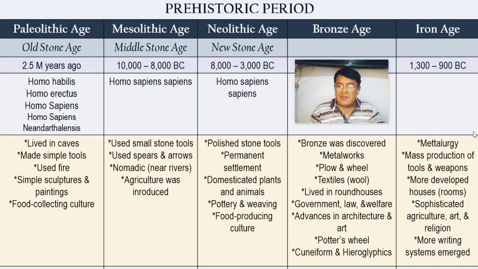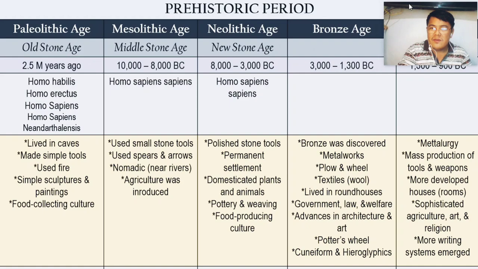So, ganun na rin, may metallurgy or pag-extract o paggamit ng iron. So, nagkaroon ng mass production ng mga tools and weapons. So, more developed ang mga houses, may mga rooms. And then, sophisticated rin sa agriculture, art, and religion. And dumami pa ang writing systems. Siguro sa ibang parte, no? Ng Europe, ng mundo.